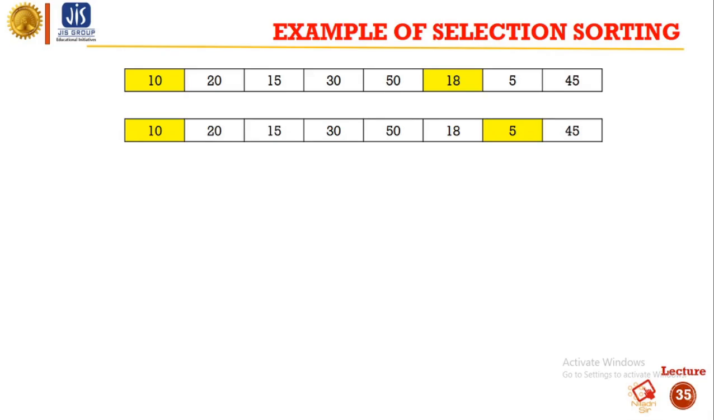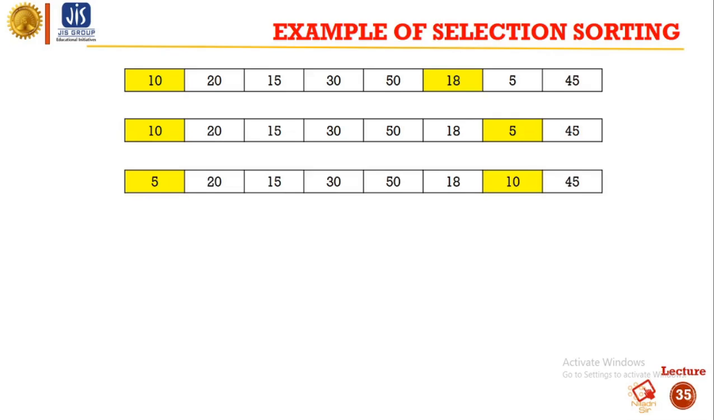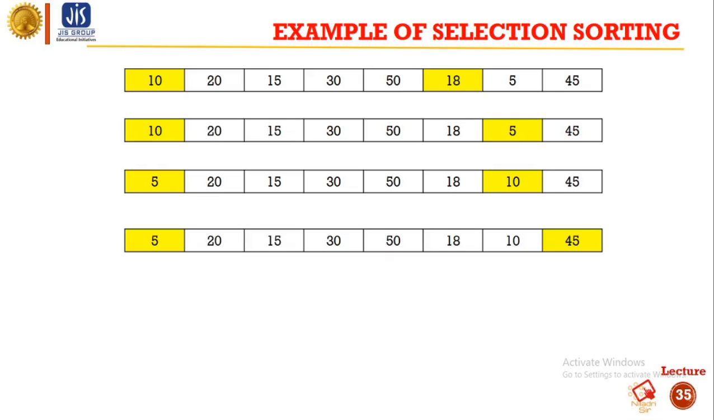Next, 10 will be compared with 5. As you can see, 5 is smaller than 10, so there is a swapping. 5 will come to the first position and 10 will go to the position of 5. Next, the element in the first position is now 5, so 5 will be compared with 45. As 45 is greater than 5, there is no change. So iteration 1 has been completed.